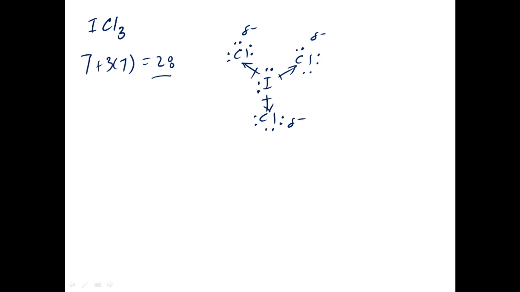Now, as far as the geometry goes, we've got to get the classification. It's AX3E2. 2 non-bonding pairs and 3 bonding pairs. So it's still 5 things coming off the central atom. The framework is still trigonal bipyramidal, but it would look like this. Iodine here, chlorine in the axial position here, chlorine in the axial position here, chlorine in the axial position here. But now we have 2 lone pairs, and both lone pairs always go in the equatorial position when we're dealing with this geometry. Always in the equatorial position.